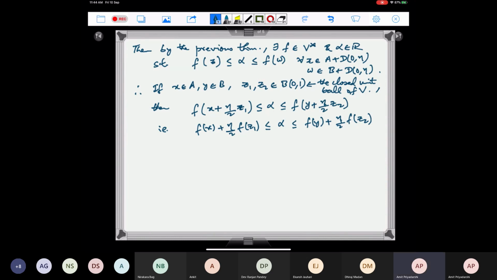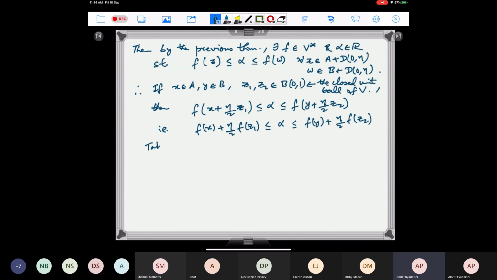similarly if I take the infimum of this f of z2, where z2 belongs to B01, then what is the infimum of f of z2, where z2 is in the closed unit ball? It is minus norm f, right? Yes, minus norm f.